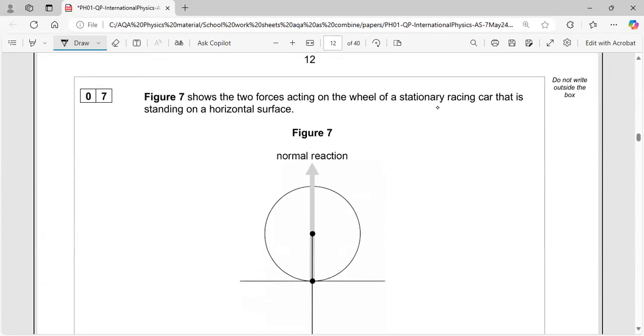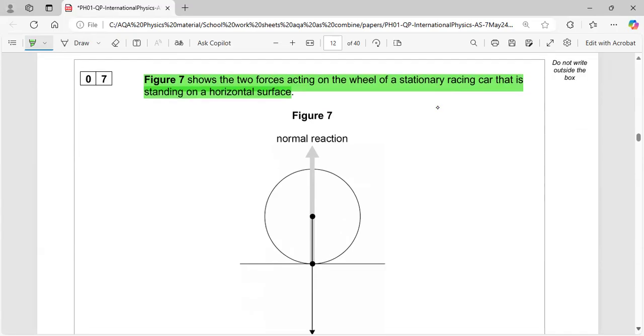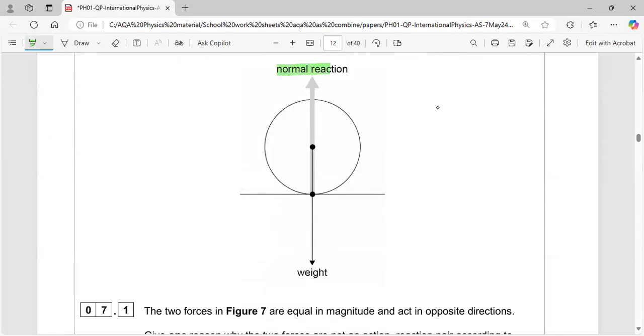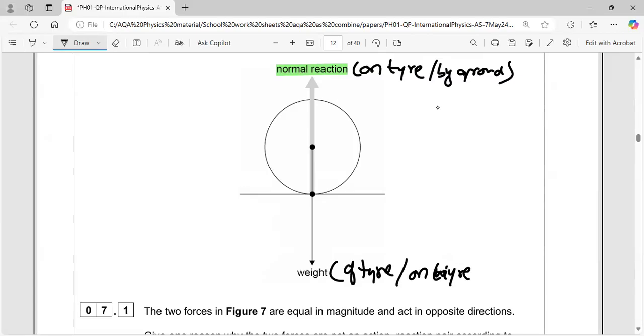Okay, let's move on to the last question for this section. The figure shows the two forces acting on a wheel of a stationary racing car that is standing on a horizontal surface. Okay, this is the tire, the wheel of a car. This is the normal force, and you know the normal force is on the tire. And of course, this is by the ground because this is the normal reaction force. And this is the weight of the tire. So it means this is the force on the tire by the earth. This is the gravitational force. So both these forces are on the tire: the normal force on the tire, the weight on the tire.